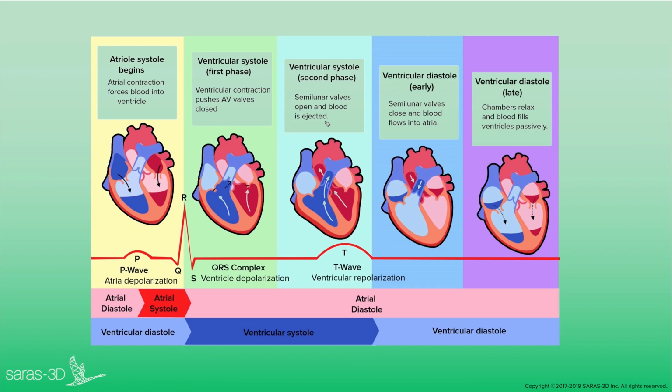In the second phase of the ventricular systole, the semilunar valves open and blood is ejected out. As soon as the semilunar valves close, another heart sound is produced, known as dub, and this allows the blood to flow back into the atria and start filling. This leads to the relaxation of the ventricles, and the chambers relax and blood fills the ventricles passively. So this is how the cardiac cycle gets completed.